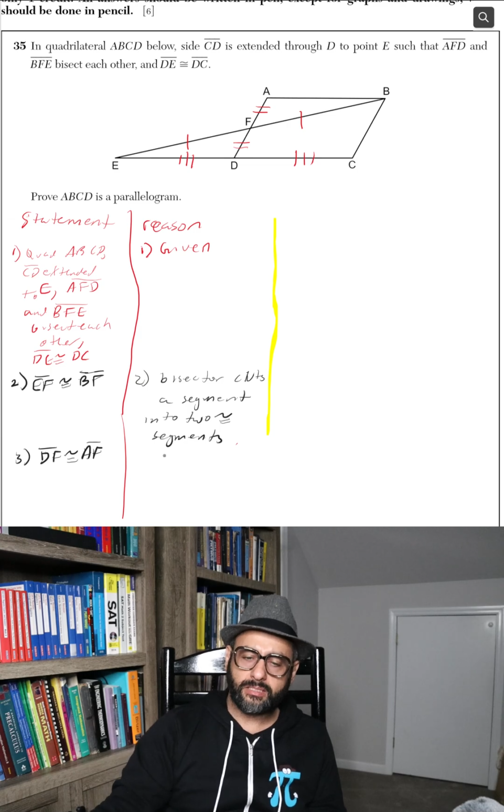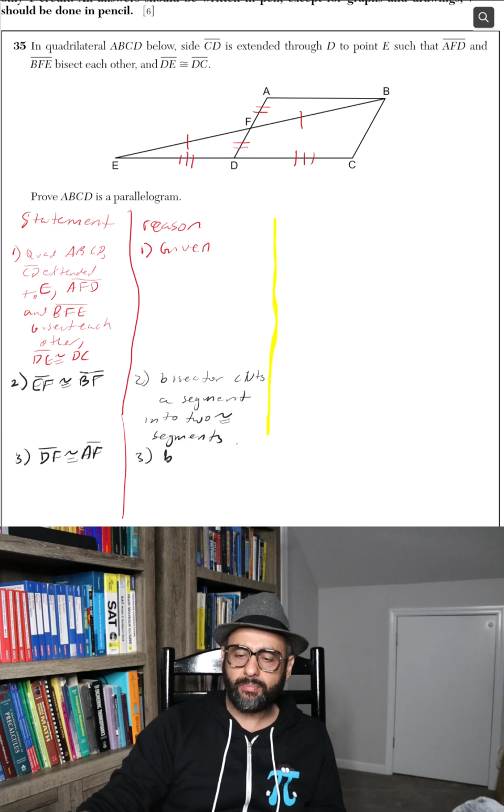That a bisector, can you do like quotation marks? Yeah, you can. But I don't want you to skip steps, so I'm going to write it. The bisector cuts a segment into two congruent segments.